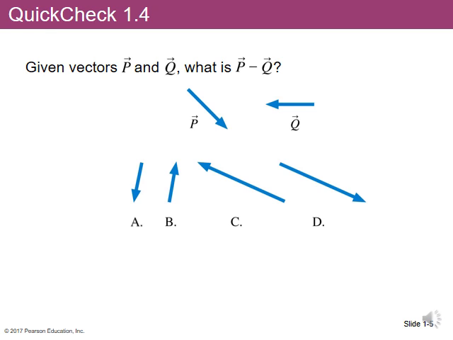All right, is everyone ready? Did you choose D? That's correct. How do we know? Let's draw it out again. Start by drawing P. Now from the end of P, we're going to draw a negative Q. The resultant will be from the beginning of P to the end of Q, which is choice D.